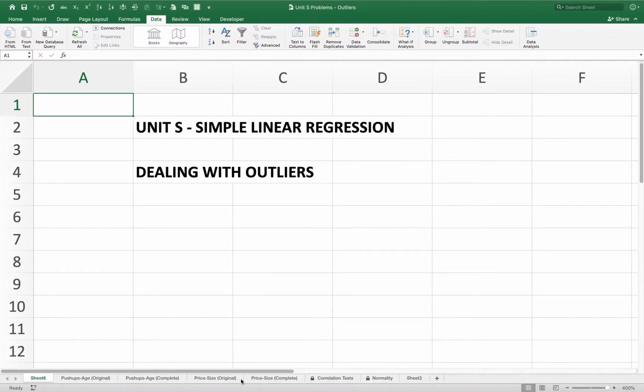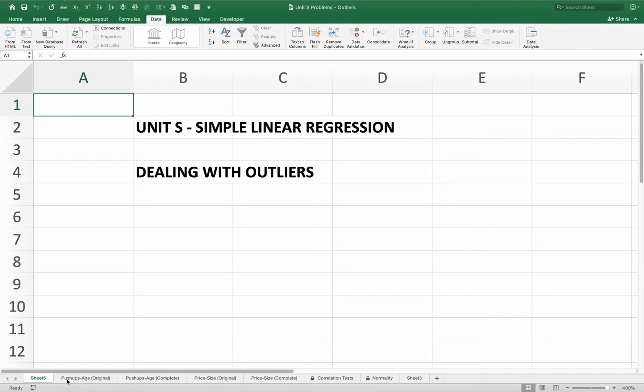Hey class, today we're going to take a look at an important concept in Unit S, simple linear regression. It's dealing with outliers. Those are the points which are far away from the regression line, and they can significantly change the equation as well as the r squared. So let's take a look at that.